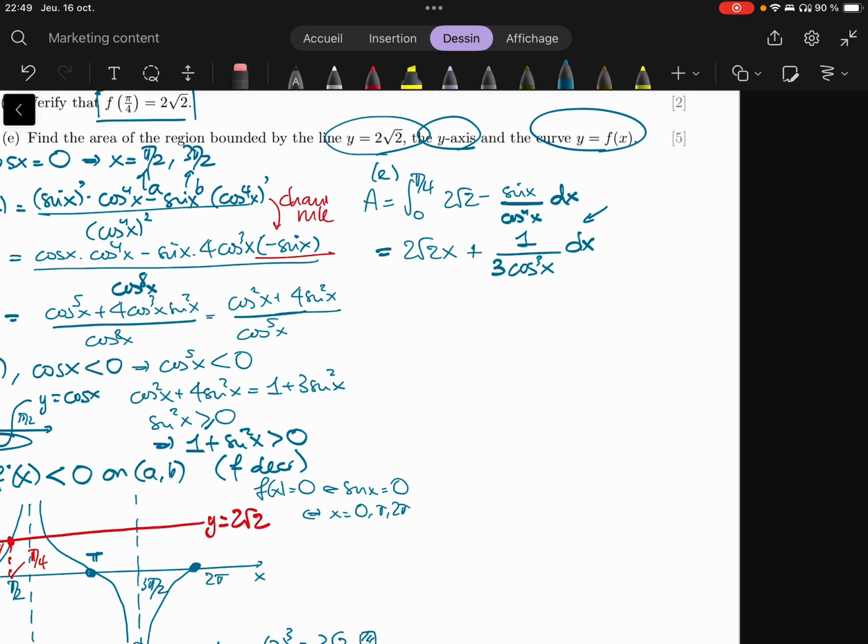If you're not so sure how you would get this, you can just set up a substitution. So if u is equal to cos of x, then du is negative sine of x dx. The integral of sine over cos to the 4 is therefore the integral of negative 1 over u to the 4, which is 1 over 3 u to the 3 plus c, or this.